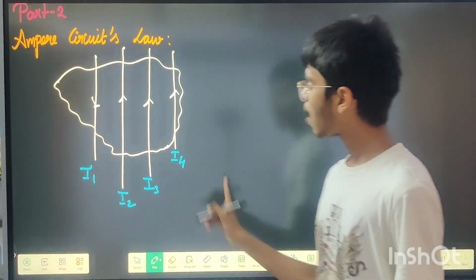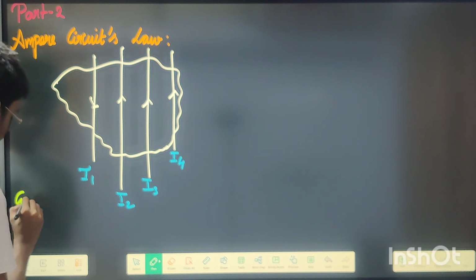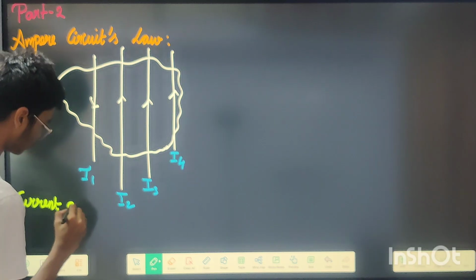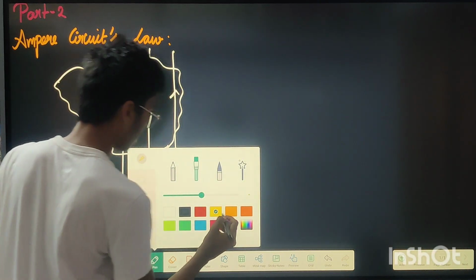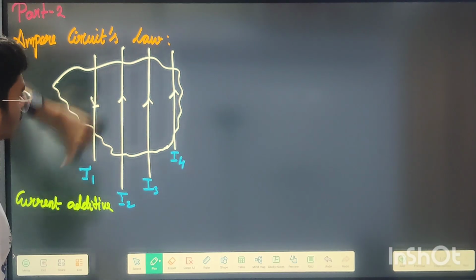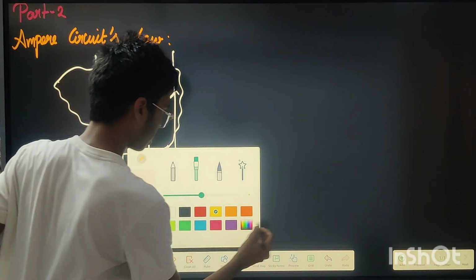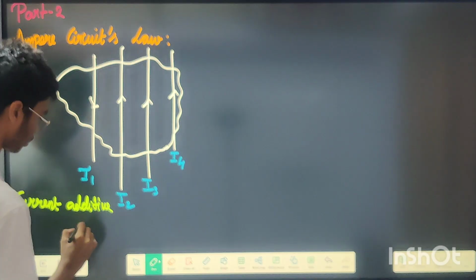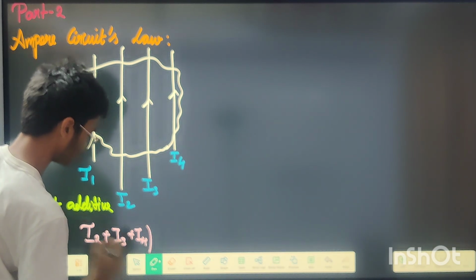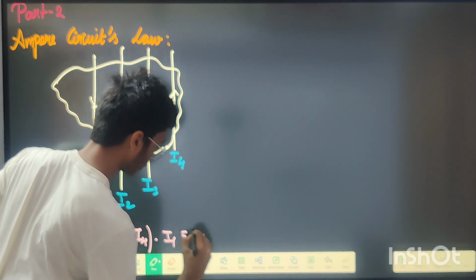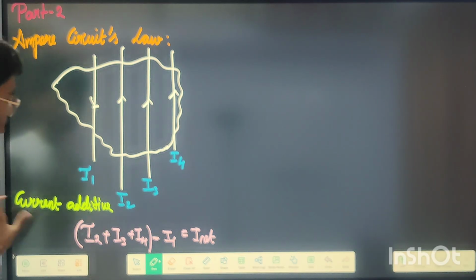First we will check how to find their net current. It's very simple. We all know that current is additive, just like charge. You have to add currents in the same direction and subtract currents in the opposite direction. So I can say I2 plus I3 plus I4 minus I1 is equal to I net. This is something you have to know.